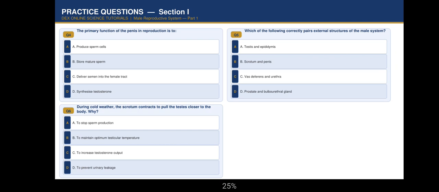Remember that the reason the scrotum is there is to keep the testis at the correct temperature for sperm production. That's the reason why it's there. Once everywhere becomes extremely cold during cold season, the temperature becomes too low for sperm production.